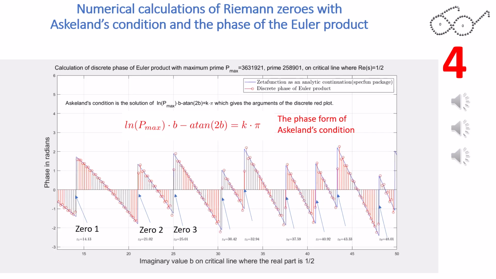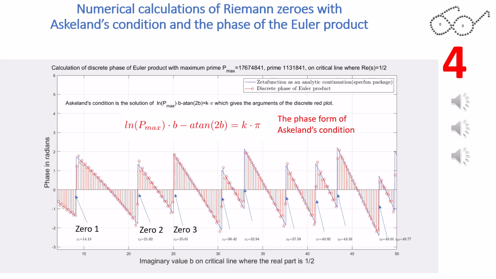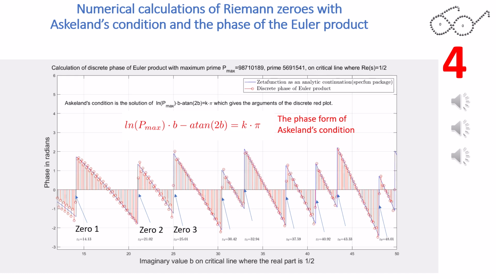The blue curve is the phase diagram of Riemann's analytic continuation. The horizontal axis is the imaginary axis. As you see, the blue curve has 10 phase jumps of pi up to imaginary value 50. These are Riemann zeros. As you see, the red discrete plot follows the blue plot. You can also observe that the maximum prime Pmax is increasing and that the red line segments and dots move to the left. Pmax is the maximum prime used in the Euler product, but Pmax is also the length of the zeta function as a sum.